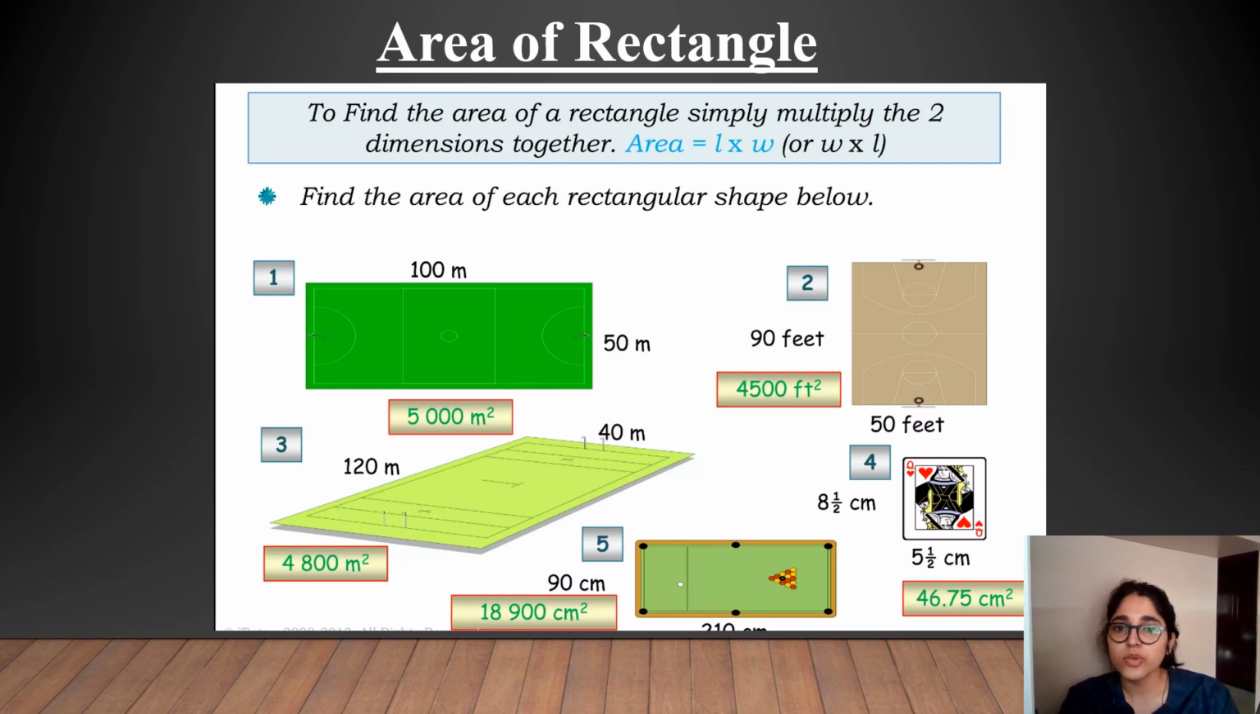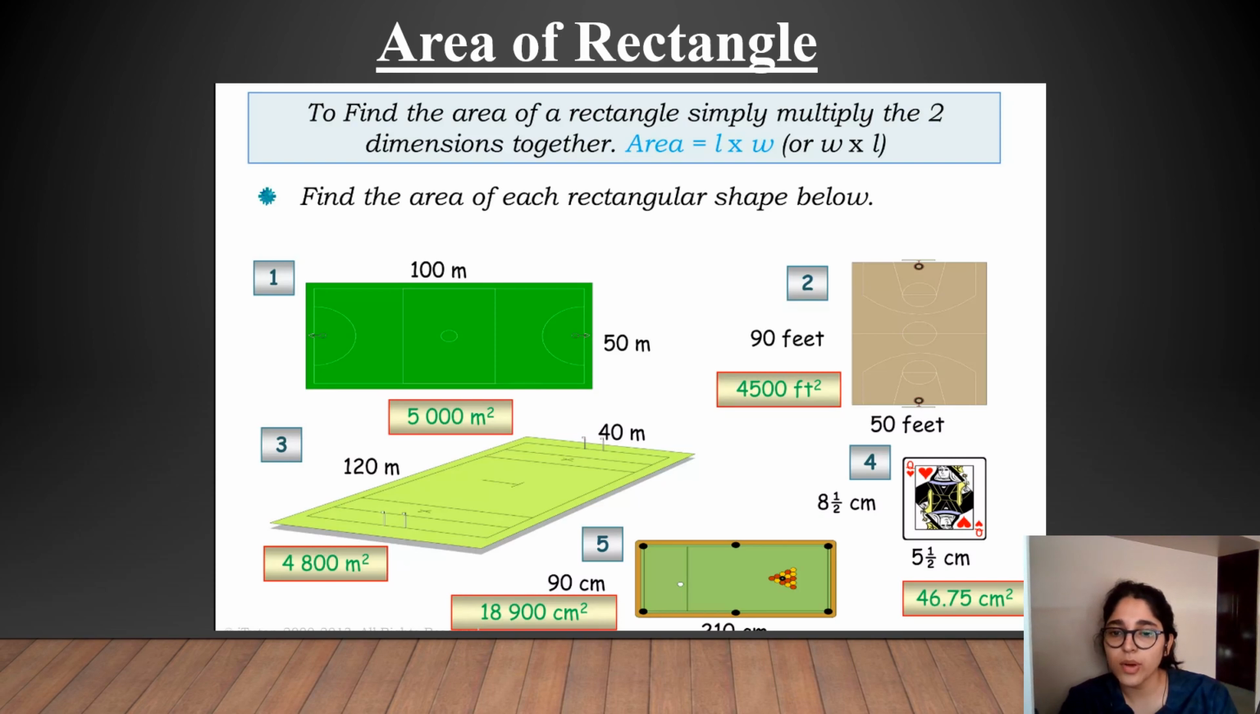Now these are usually the examples that we observe, like a football ground, a tennis court, a pool table, a card. All these things we observe around us. If I have to find the area of these shapes, over here I have the length as 100 meter and the breadth as 50 meter. So the area will be length into breadth. Therefore we multiply 100 with 50 and get the value as 500 meter square.